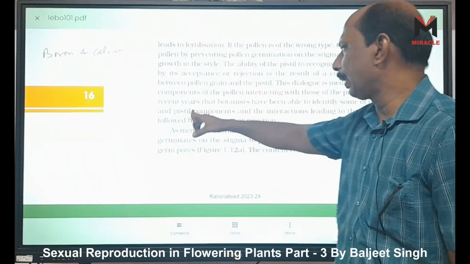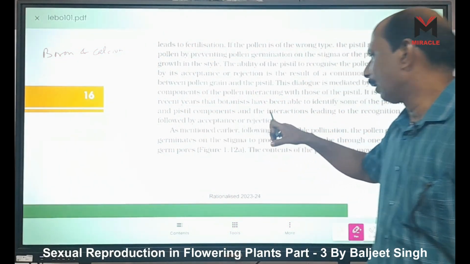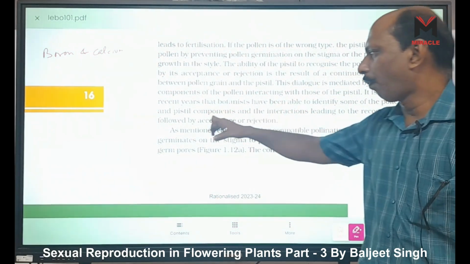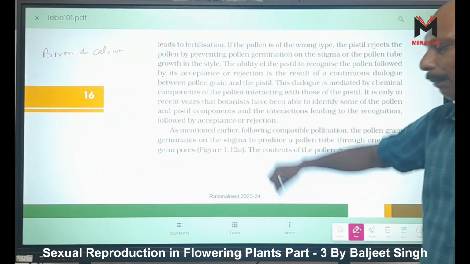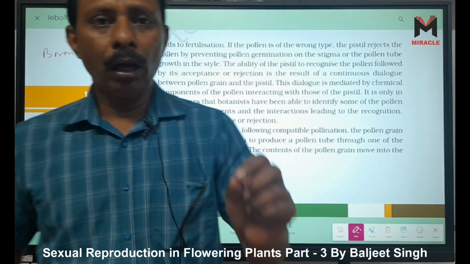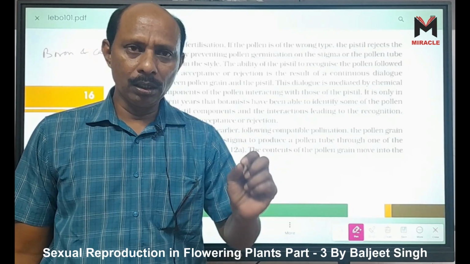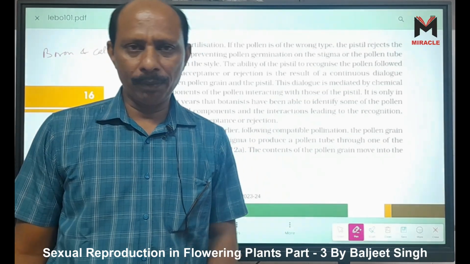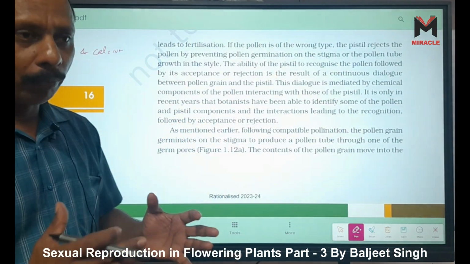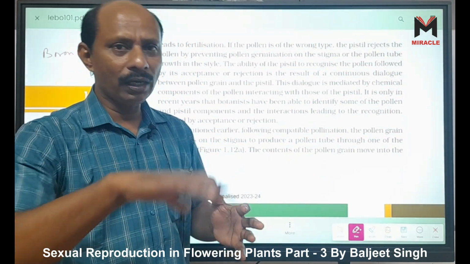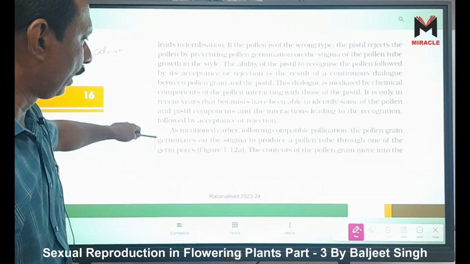It is only in recent years that botanists have been able to identify some of the pollen and pistil components and the interaction leading to recognition, followed by acceptance or rejection. Why is it important? Because by using these chemicals, they can grow pollen grains on an incompatible stigma. By adding this chemical, they can form a different type of seeds, which is genetically different, which is not present in nature.